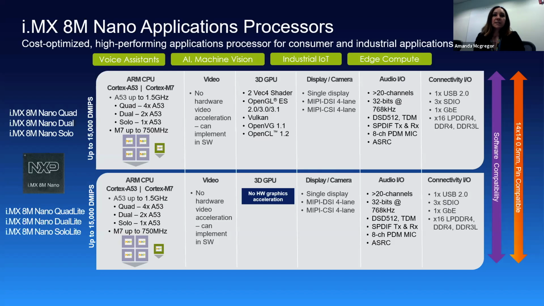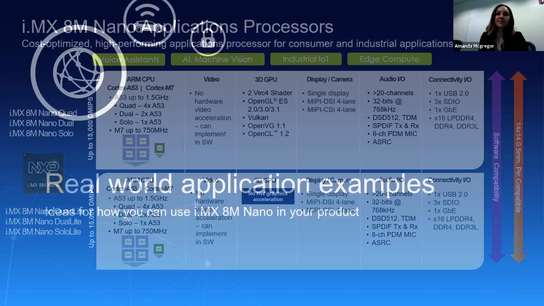And here is the product lineup for the 8M Nano. So we have the Nano Quad, the Nano Dual, the Nano Solo, and then the Quad Lite, Dual Lite, and Solo Lite. The Lite version does not have the 3D GPU enabled, and then the Quad Dual Solo refers to the number of Cortex A53 cores that are included. All other connectivity is the same across the parts. All products are available today, so you can go to nxp.com or your distributor and place an order. We have all versions supported for both consumer and industrial products.